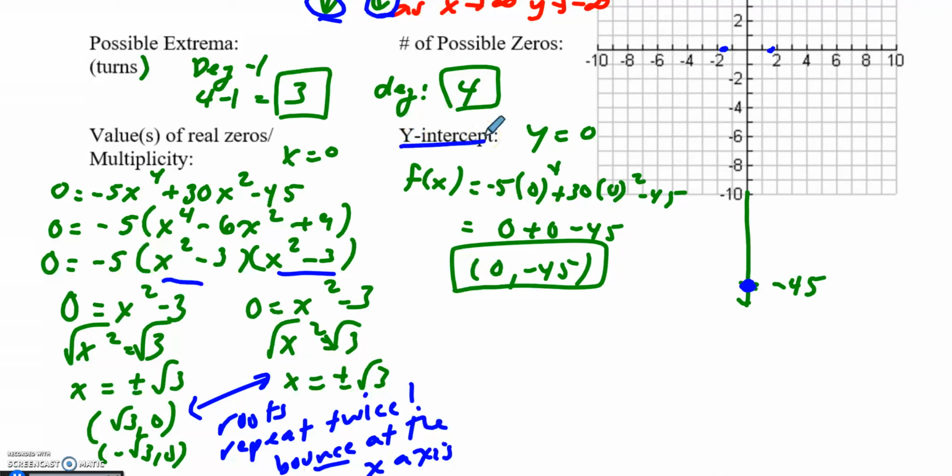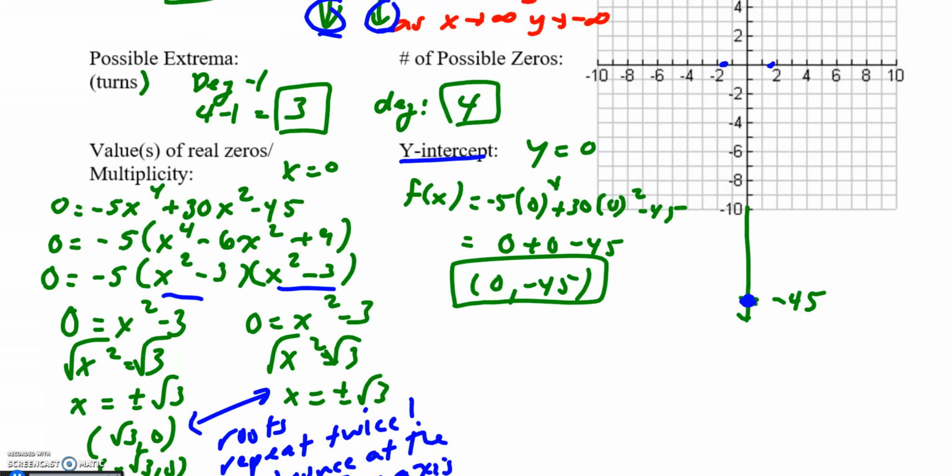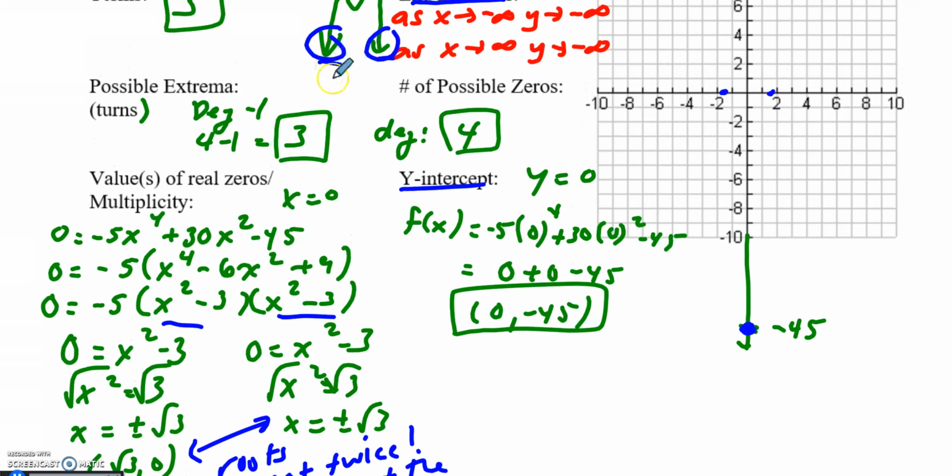The y-intercept I got was rather ridiculous, and I got that it's going to be all the way down at (0, -45) when I plugged in x equals 0. So if I bring all this information together, my end behavior starts below. So I would start my graph down here. I would go up to my root at negative root 3, which is about -1.73. My root bounces because it repeats twice. It has to come all the way down here, go through the y-intercept, probably hit here and bounce back up because it has to go through this second root.